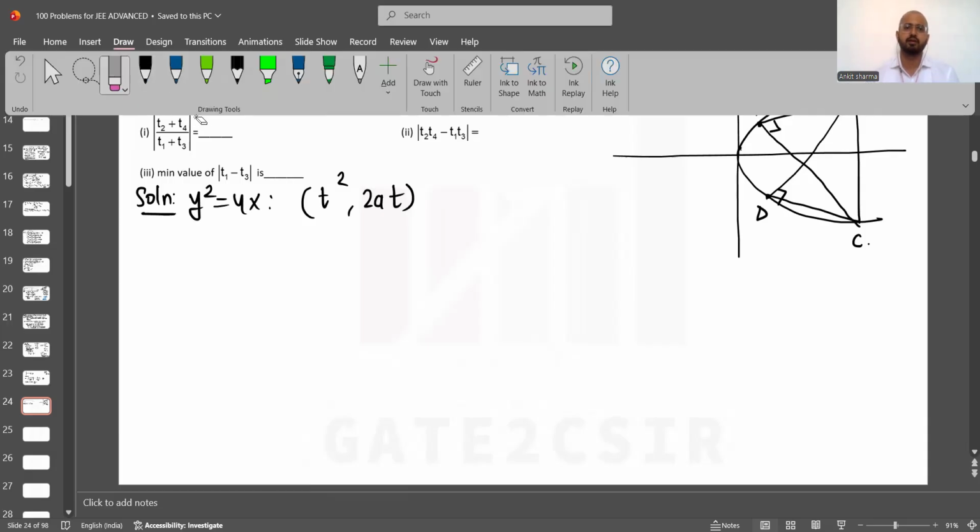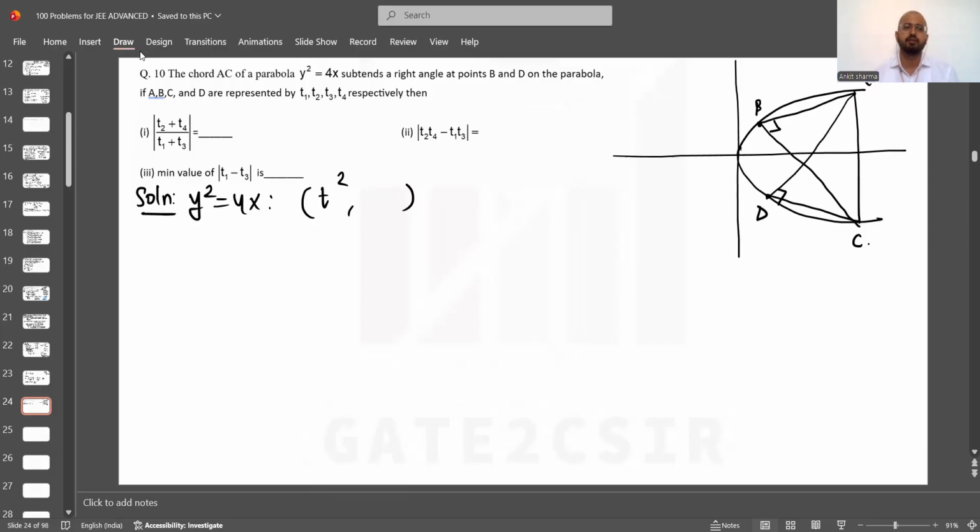So if I have here a is 1, my any point here will look like (t square, 2t). So A will be (t1 square, 2t1). And C is given by t3, so this will be (t3 square, 2t3). The fourth one is (t4 square, 2t4). And B will be (t2 square, 2t2). So I have the four points.